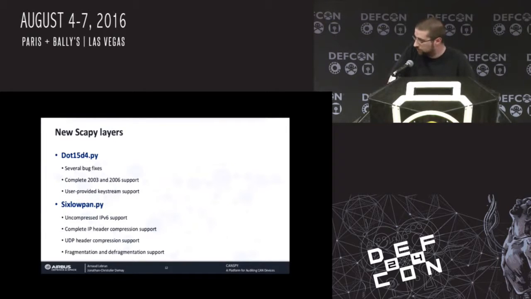We had to modify Scapy Radio actually to achieve this. First, there were existing 15.4 layers and 6LoWPAN layers. As for the 15.4 layers, we fixed several bugs, but we also implemented both 2003 and 2006 encryption methods. And we'll see later, we also implemented encryption not based on an encryption key, but based on a key stream provided by the user. This is related to a cryptographic attack that Arnaud is going to present in a few slides.